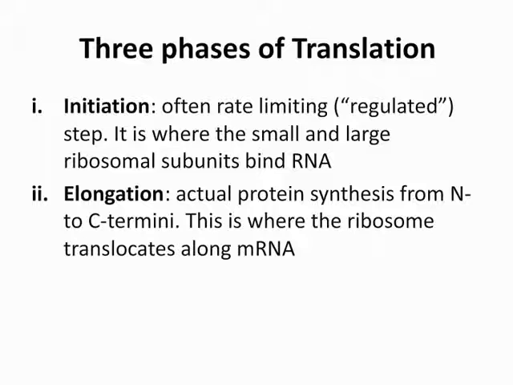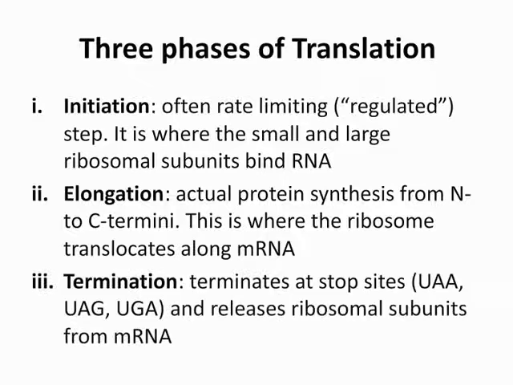Second step is elongation. That's where the protein synthesis from the N to C terminal begins, and this is where the ribosome translocates along mRNA. The last phase of translation is called termination, and remember those 3 stop codons I told you to memorize? They're going to come back. It terminates at those 3 sites, UAA, UAG, and UGA, and that's where it's going to release the large and small ribosomal subunits that were found earlier in initiation.